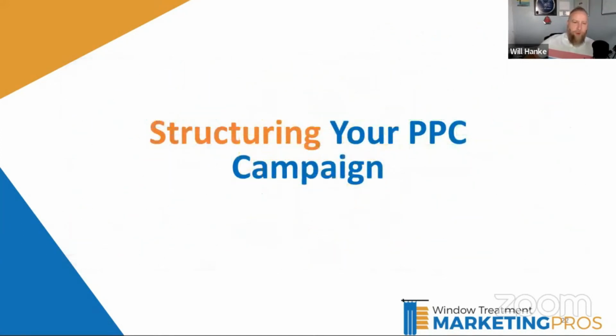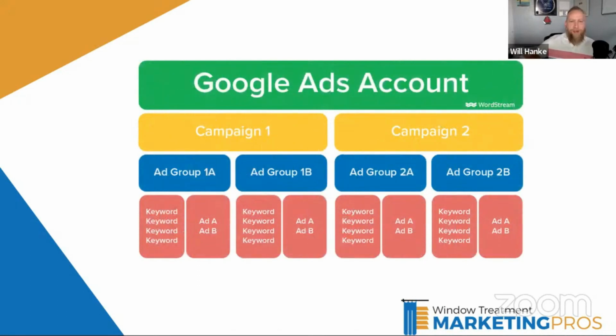All right, so we're going to jump over to structuring your campaign. Now that we know who we can show our ads to and where the ads might show up, let's talk about how Google wants us to structure. So in green is the Google Ads account overall. And then under that is campaigns. Each campaign has different ad groups in there, and then inside that are the keywords and the ads. So a little confusing, but it works very well this way.